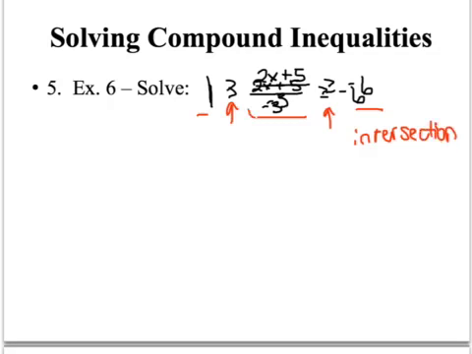Alright, so I'm solving for my middle part here. I want to solve for x, which means I need to get rid of this negative 3 first. Well, what I do to one part, I have to do to all parts. So I'm going to multiply everything by negative 3.